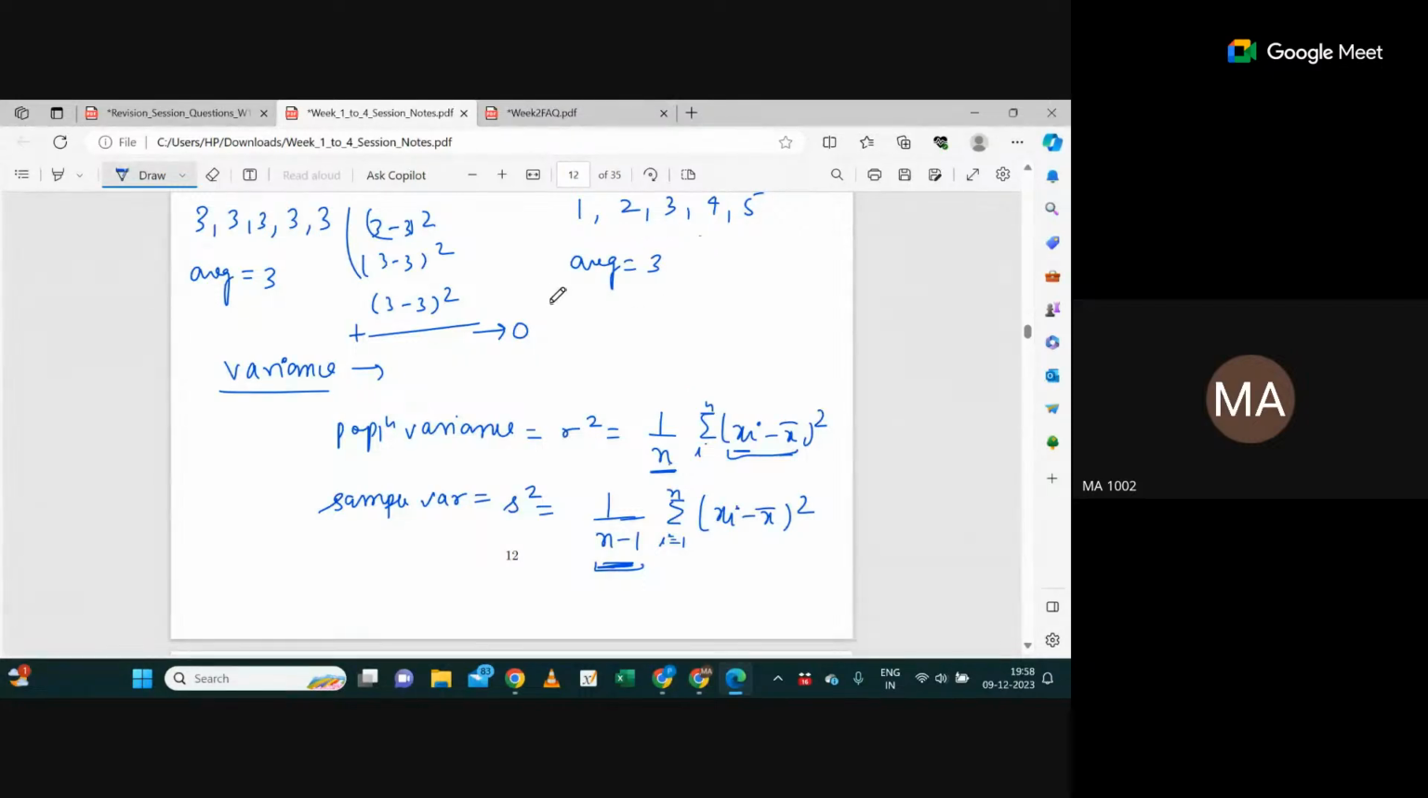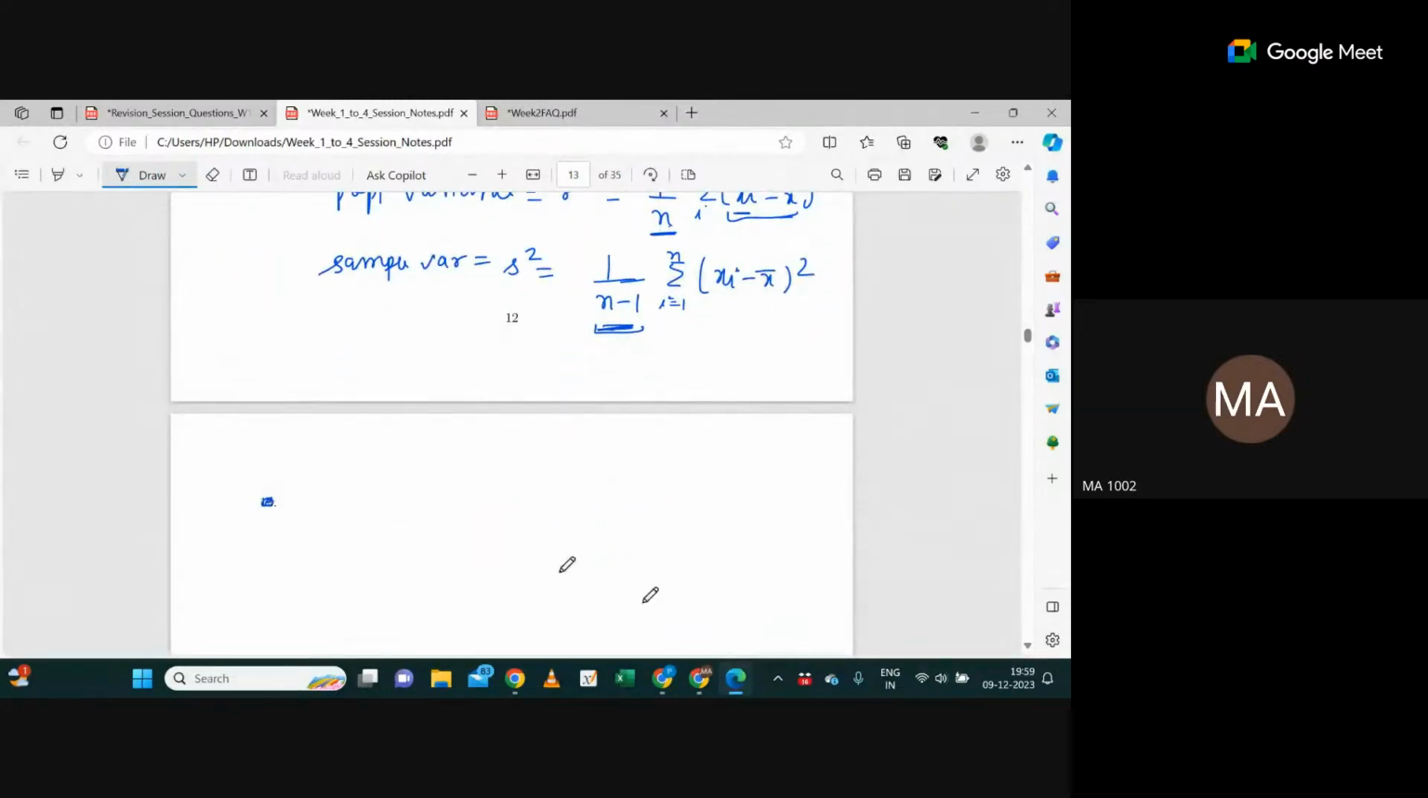For this other case, how will you compute? You can simply write 1, 2, 3, 4, 5, and the mean is 3. So you have to do 1 minus 3 square, 2 minus 3 square, 3 minus 3 square, 4 minus 3 square, 5 minus 3 square, add all the observations, and divide. If it is asking about population variance, you divide by 5. If it is asking about sample variance, you divide by 4. Till this point, it's clear?